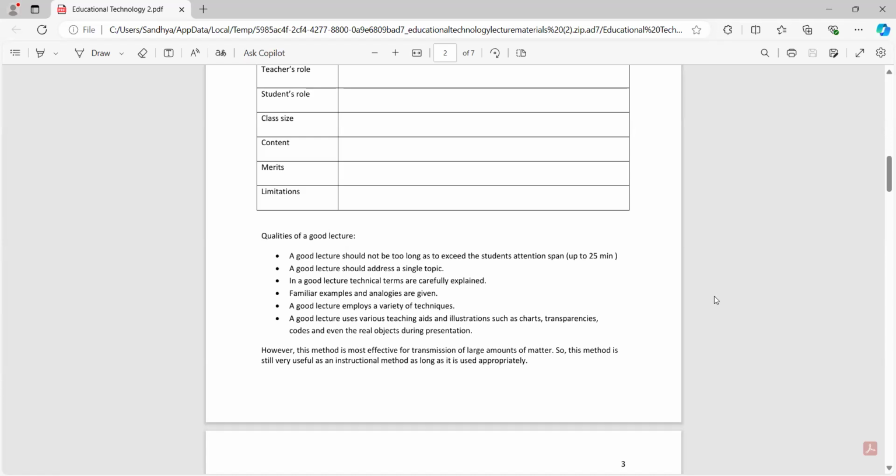That the teacher position is very important, that each and every student should see and hear the teacher. Am I right? Yes, ma'am. Teacher positioning is very important. Then what else?